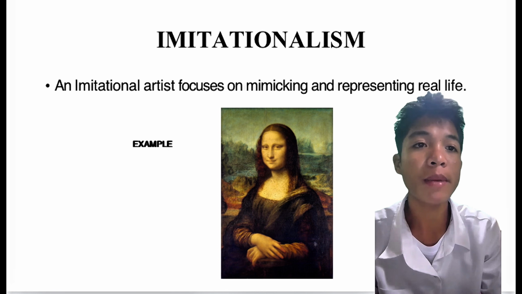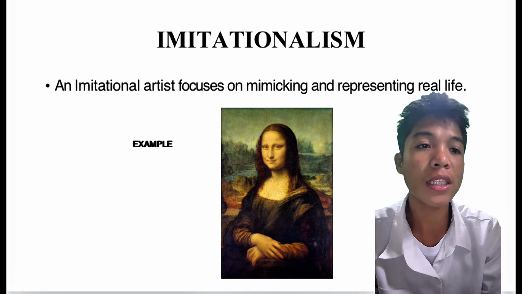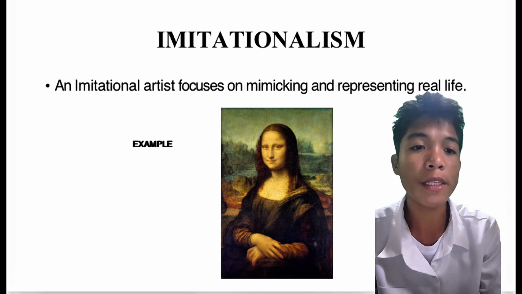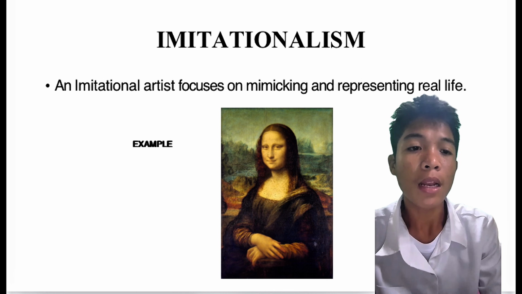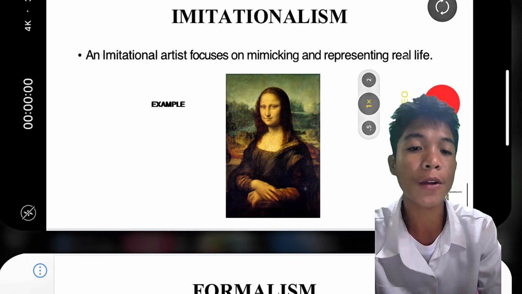Good afternoon, everyone. My topic is all about imitationalism and formalism. Imitationalism in art is a theory that values artwork based on how realistically it imitates or represents real life. Artists focusing on imitationalism aim to make their work look as close to reality as possible, almost like a mirror of the natural world. For example, Leonardo da Vinci's Mona Lisa is admired for its lifelike representation of a human figure.